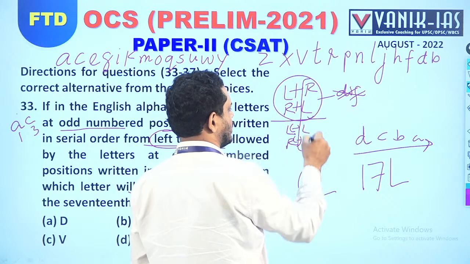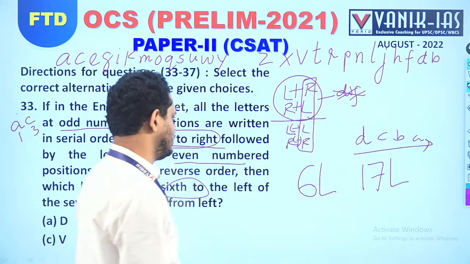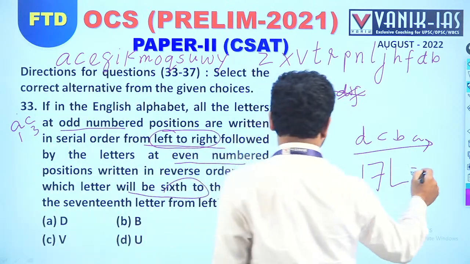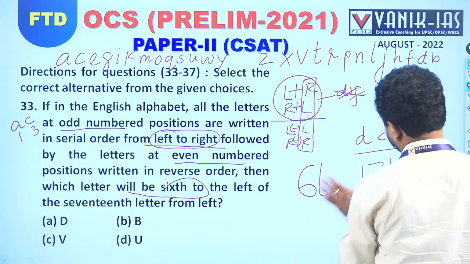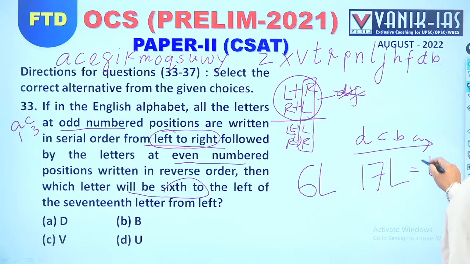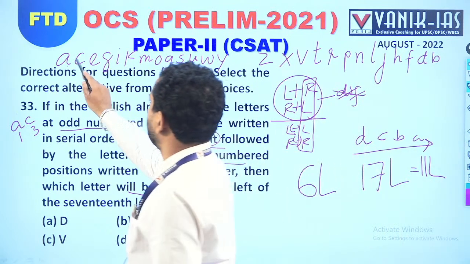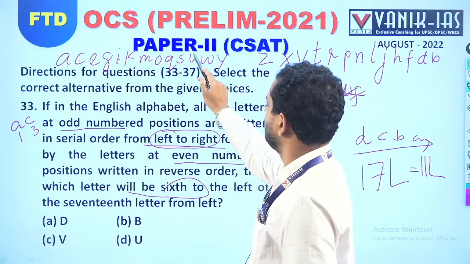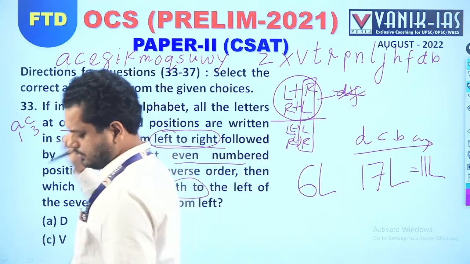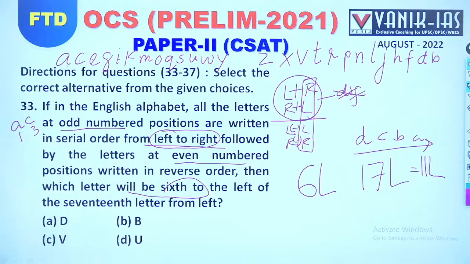And friends, always count from the last direction. The closing direction is L over here. So the value is a difference. 6 and 17: the difference of these two is 11 left. 11 left: 1, 2, 3, 4, 5, 6, 7, 8, 9, 10, 11. U should be the correct answer. The correct answer is U.